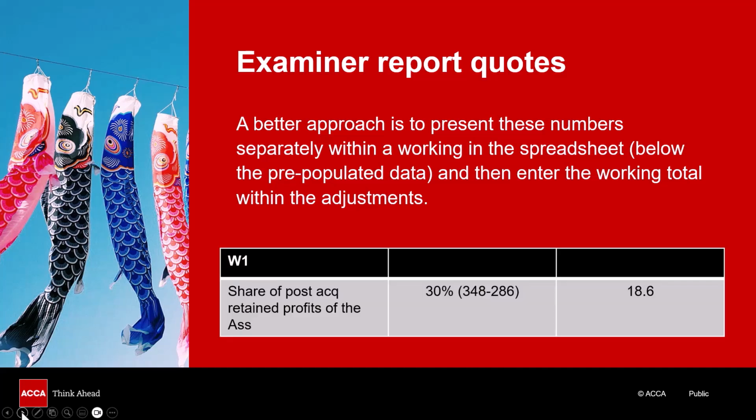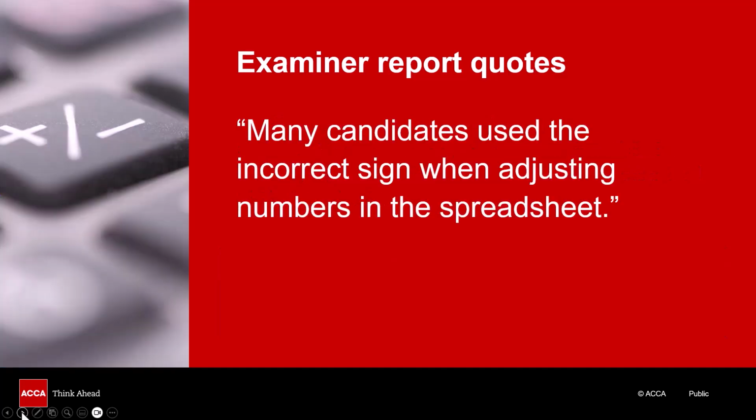So this is how you might use equity accounting. You might be calculating the share of the post-acquisition retained profits, and this number of 18.6 might have to be added to the investment at the top and added to the retained earnings at the bottom if it hasn't already been determined. So rather than do a complicated formula within a cell, show your workings. Leave an audit trail. Make your script easy to mark.